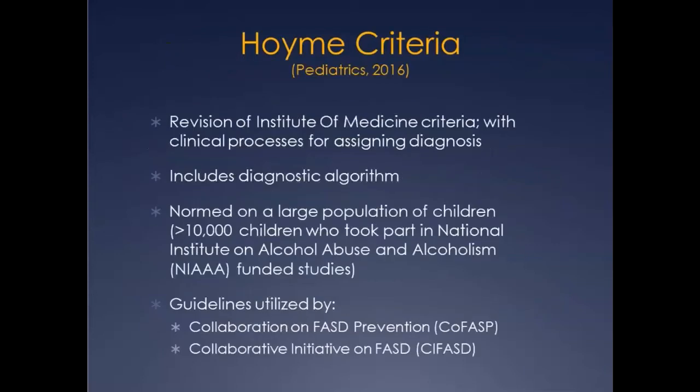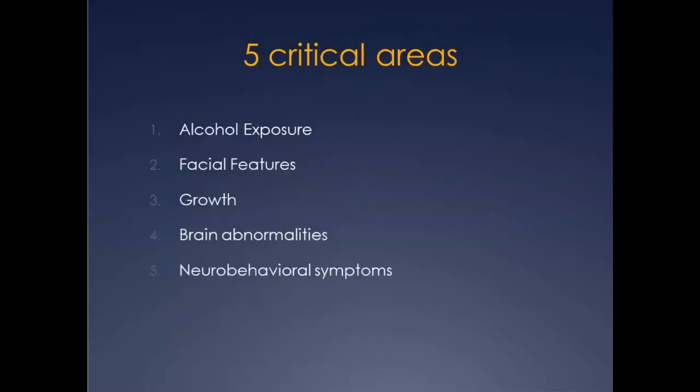So we're going to talk about a set of criteria called the HOIME criteria. We'll also talk later about some new criteria that have been proposed in the DSM-5. In the HOIME criteria, there are 5 critical areas that we look at. We look at the alcohol exposure itself. We look at facial features, growth, brain abnormalities, and neurobehavioral symptoms.